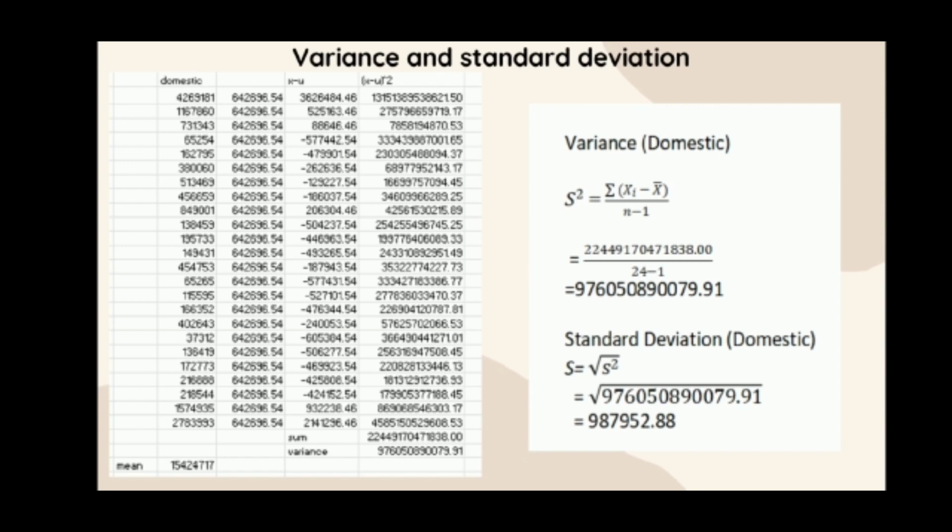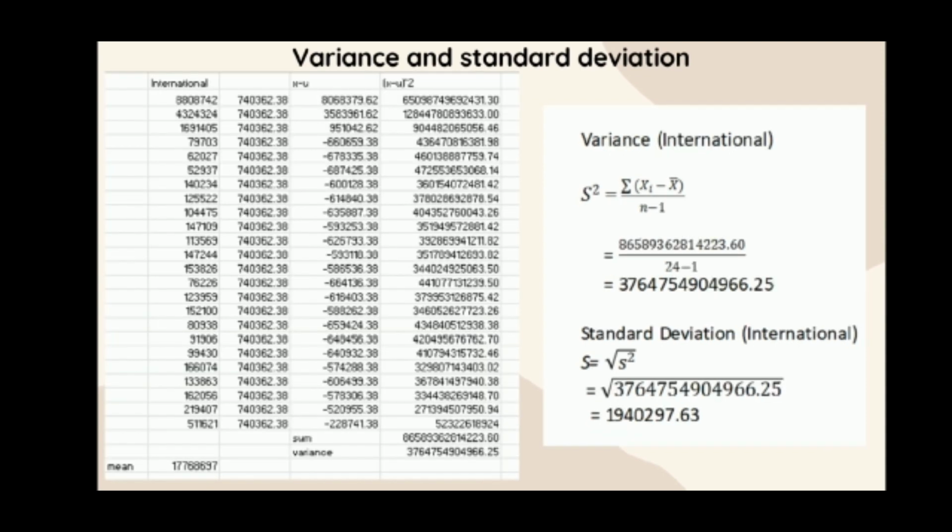Next, we move to the standard deviation. The value of standard deviation for domestic is 987952.88, and the international airline is 1940297.63, which means the international airline is the highest.